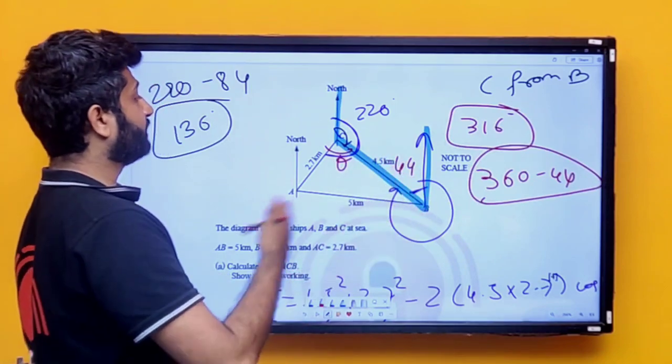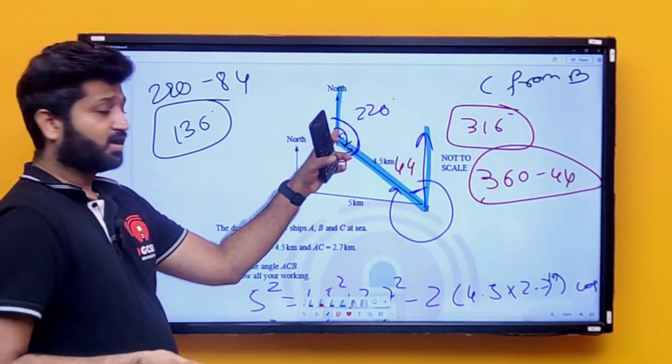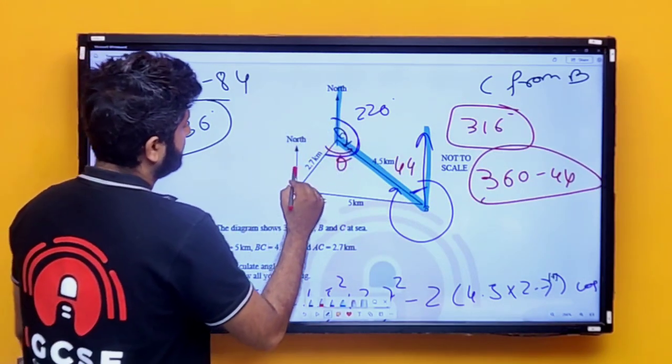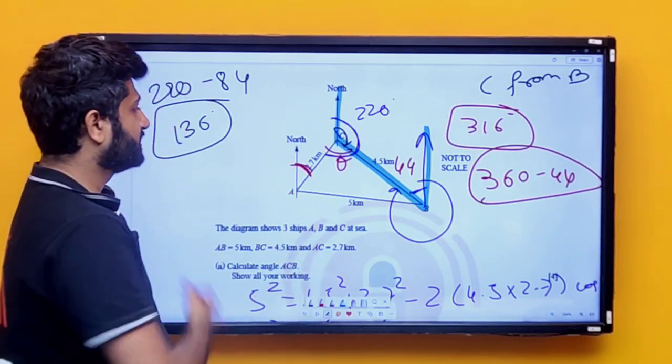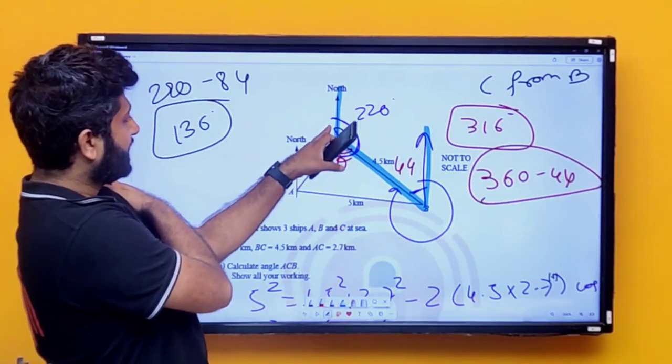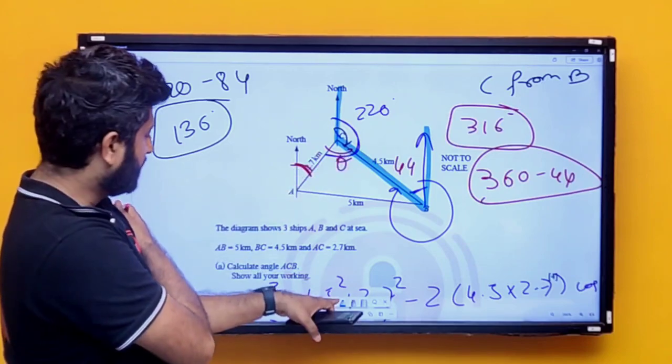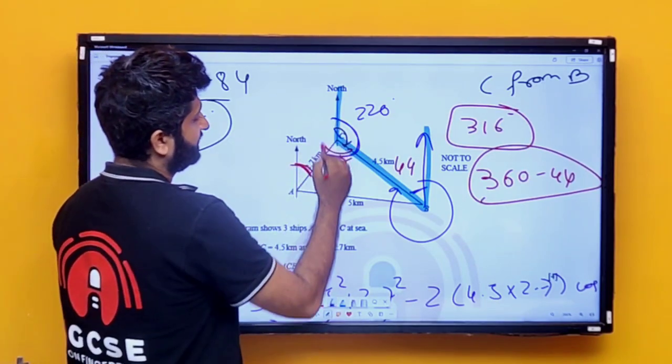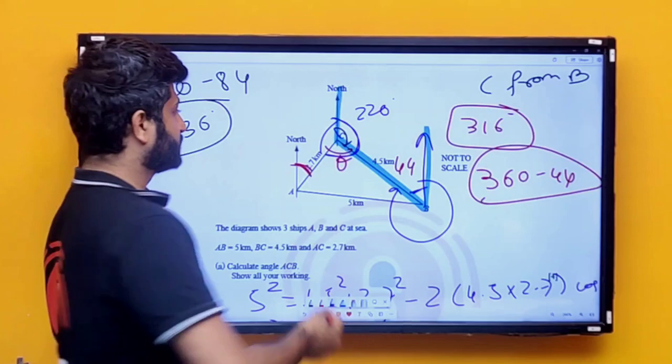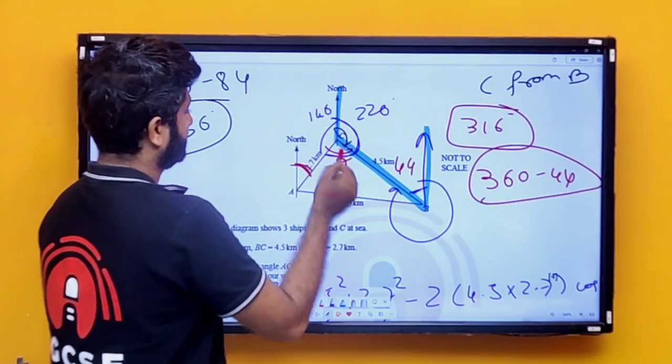Or they can also tell you to find the bearing of C from A, which means this angle. How can I measure this angle? See, I have this angle 220. Now can I find this angle? Yes. 360 minus 220, that is 140.